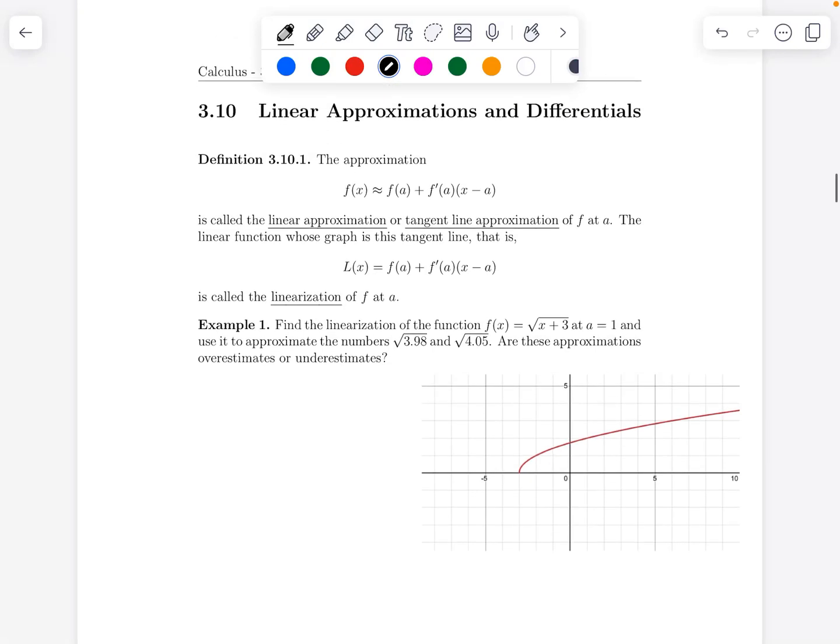Hi, welcome back to our calculus videos. On this one, we're going to talk about linear approximations and differentials. So a linear approximation is just a tangent line to a function.